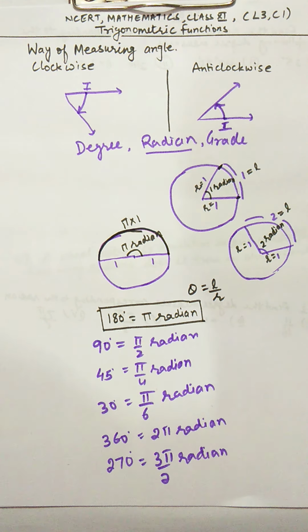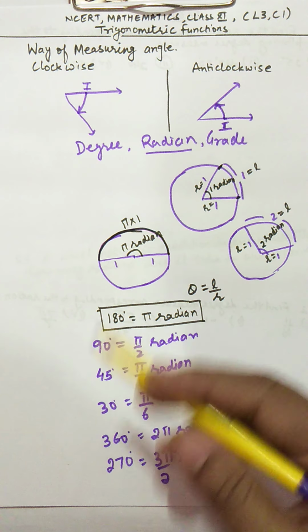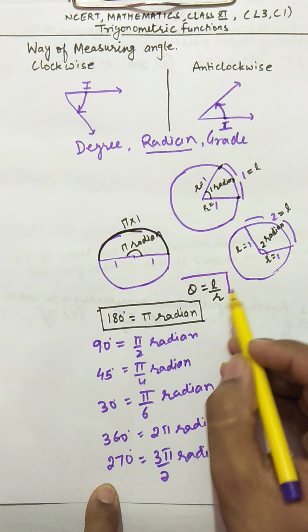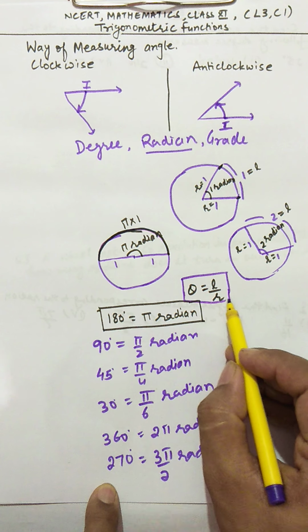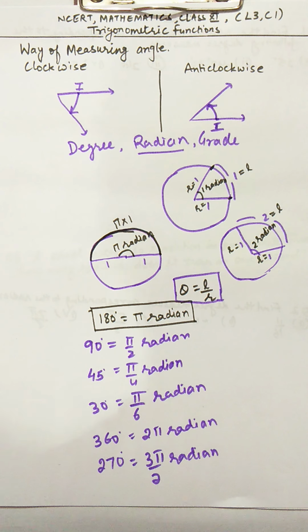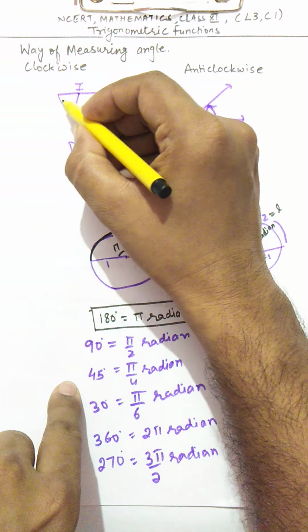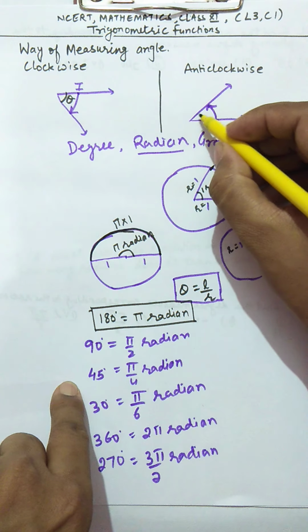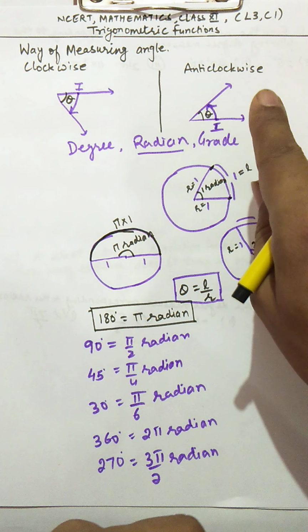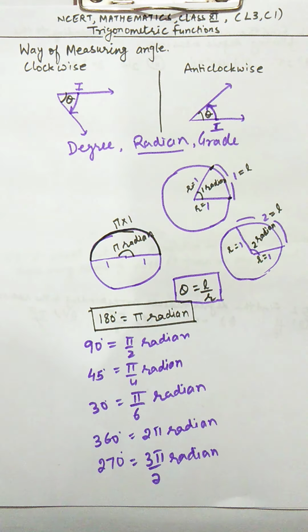So this way you can convert degree into radian. In the next exercise we are going to convert degree into radian and radian into degree, and this is another relation that we are going to use in solving some word problems. One more important thing we should discuss here: if this is my theta and this is also my theta, how will you know that this theta is anti-clockwise and this theta is clockwise? Some rules have been defined.